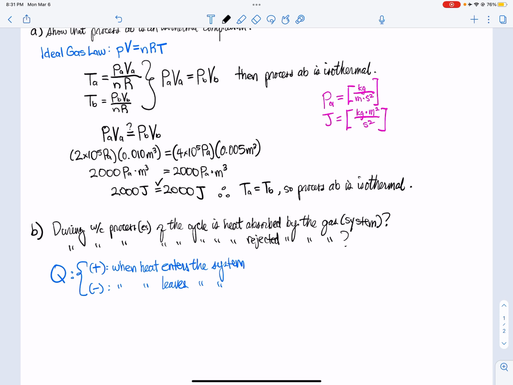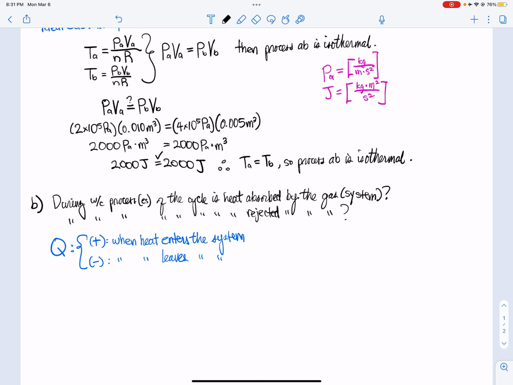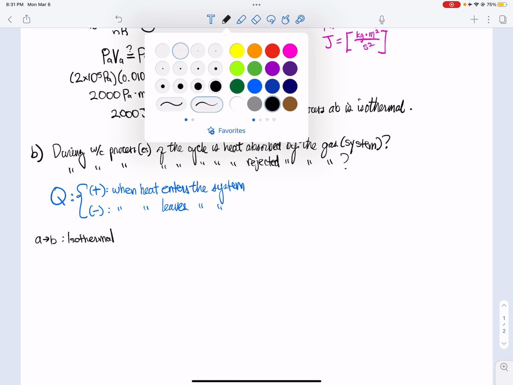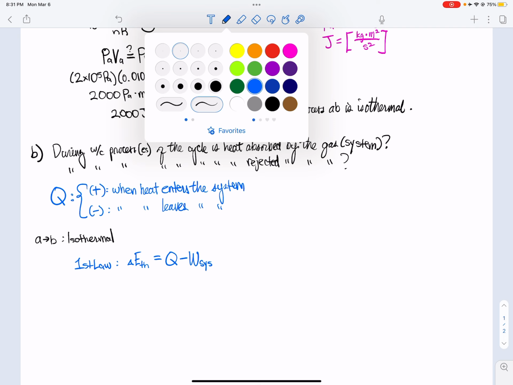So let us figure out process AB. That's an isothermal process, right? So let's use the first law of thermodynamics, which is the change in thermal energy is equal to heat transfer minus work done by the system. Okay?